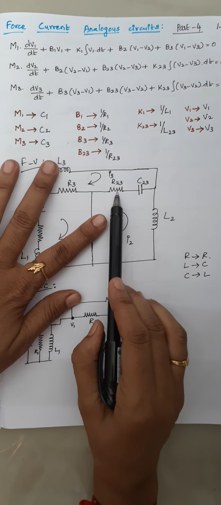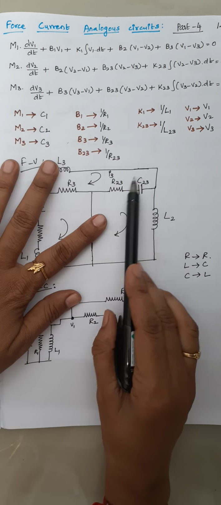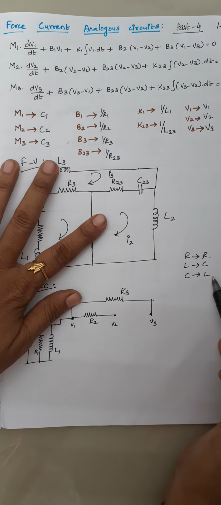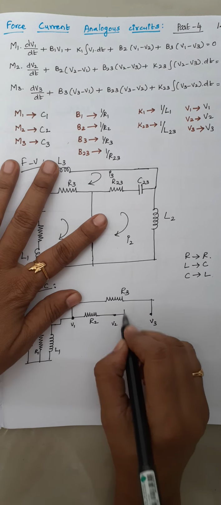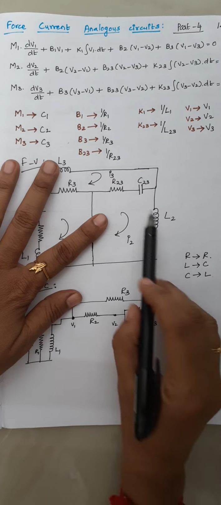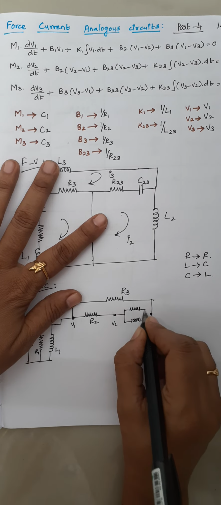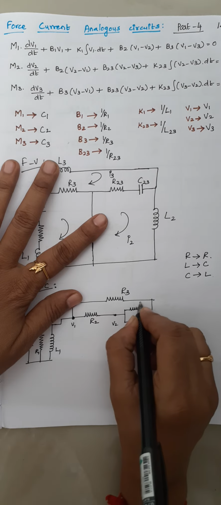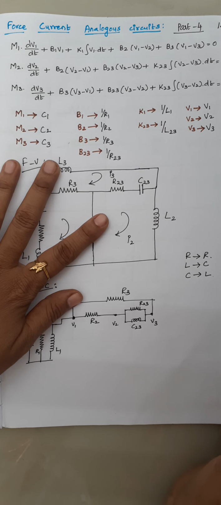So now you have to draw these two elements. The resistor will remain as a resistor, and this capacitor should be replaced by an inductor. And these two elements should be in parallel. So in this case, just draw a resistor as such. And the next one, the capacitor, should be replaced by an inductor. So just draw an inductor in parallel, right? So this is your R23 and this is your C23, right?